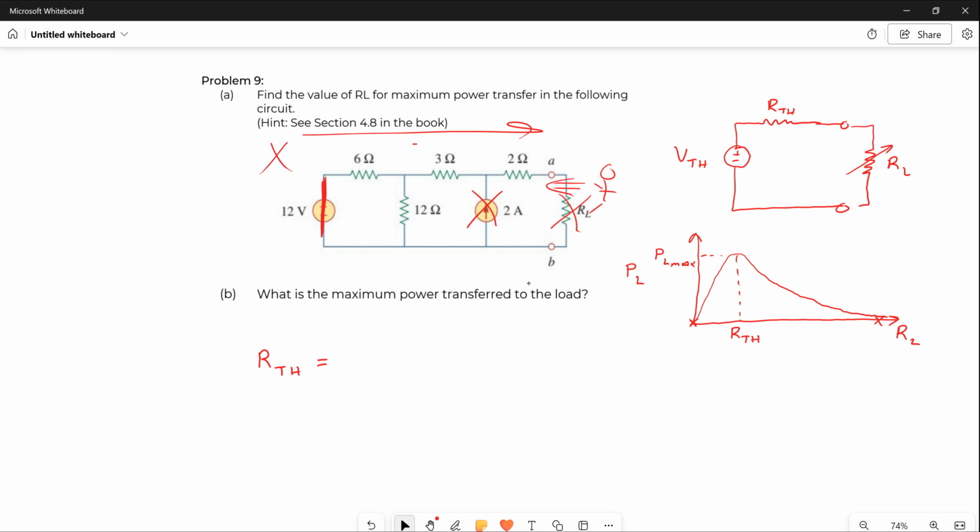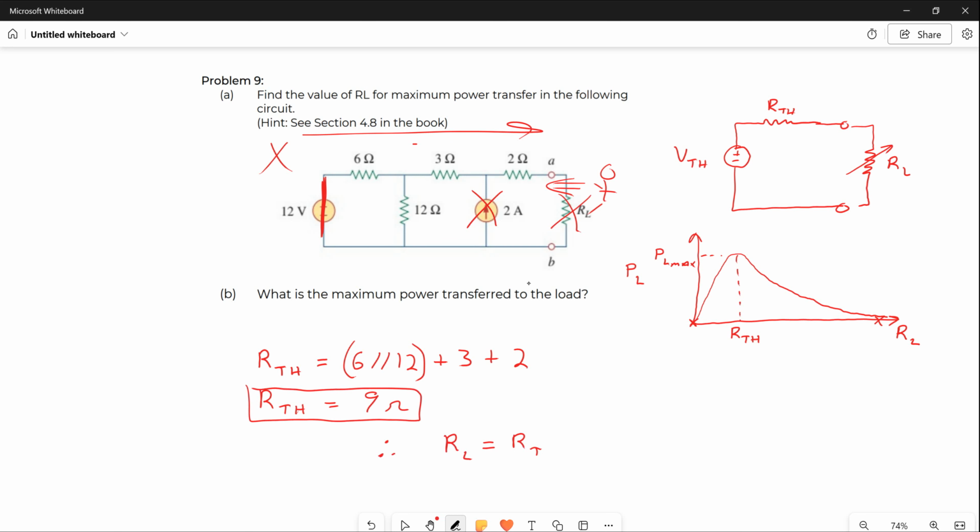You have to look at that very closely, but you should see 6 in parallel with 12. That 6 ohm and that 12 ohm are in parallel. And then you add a 3, it's in series, and then you add the 2. And when you calculate R Thevenin, you get R Thevenin equal to 9 ohms. Therefore, RL has to be equal to R Thevenin, which is equal to 9 ohms for maximum power transfer.